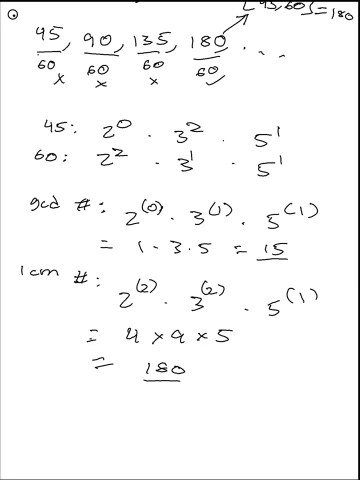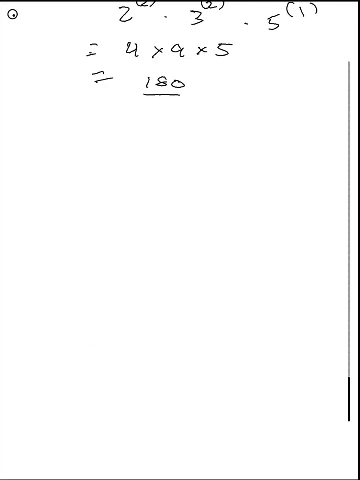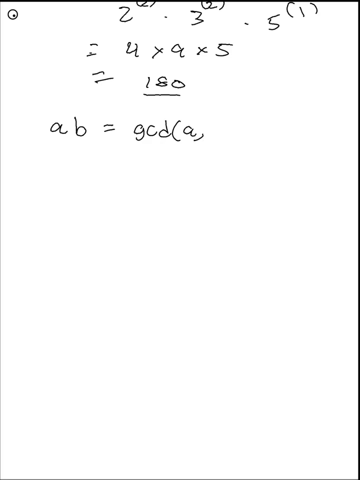Now before we end the video, there's one nice property I'd like to discuss. Given two numbers, a and b, you can say a times b is equal to the GCD of a and b times the LCM of a and b. So that might be interesting, how does that work? Well, let's think about it.